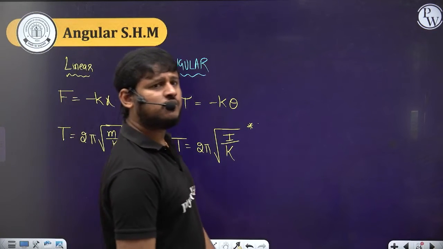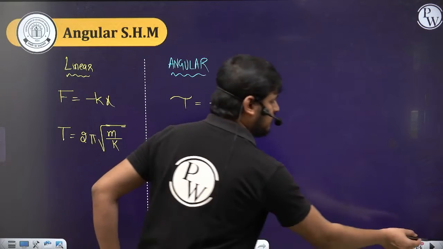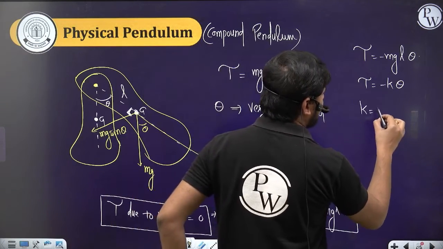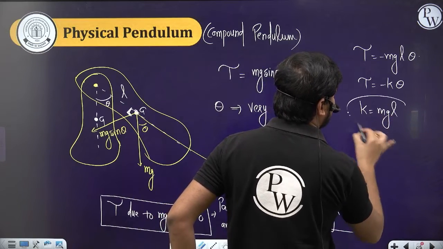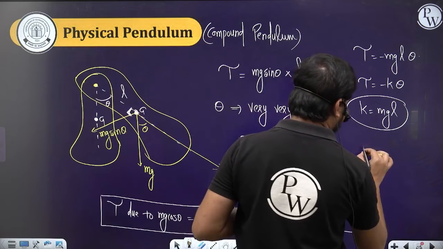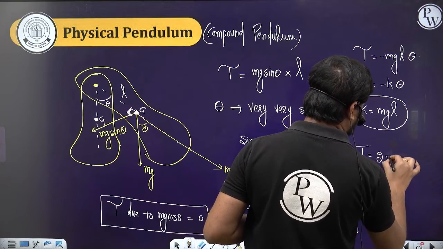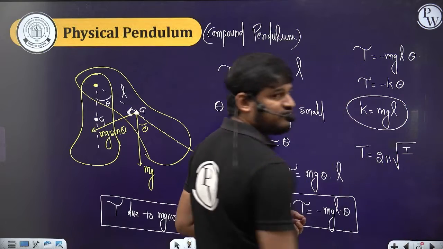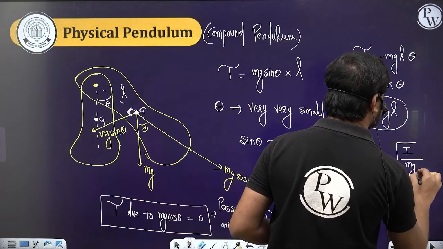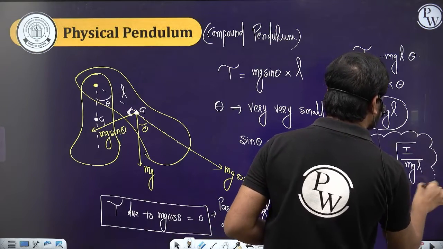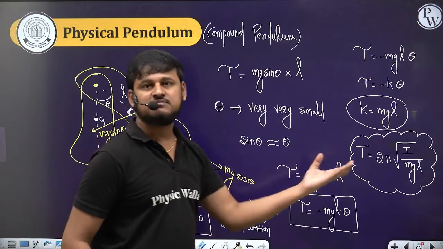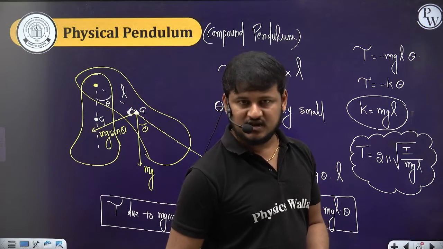Now I can write that k is nothing but mgl. The k value we got is mgl. So what's the time period? T is equal to 2 pi into root over I by k. In this particular case we got the k value as mgl. That's it. Done, everyone.